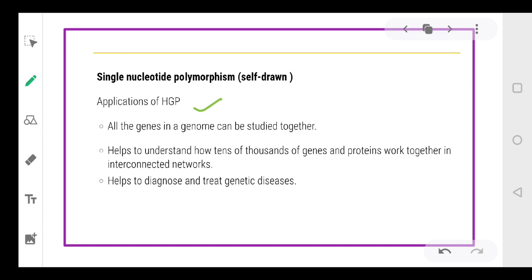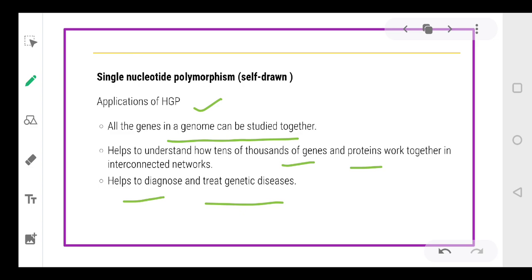Is it important? Yes, it is important, because this will help us to study all the genes that are present in the genome. And secondly, it will help us to understand how a particular gene works and how a protein works, how their functions are interconnected. And the most important one is that it will help us to understand the various genetic diseases and to establish a cure for those diseases, isn't it?